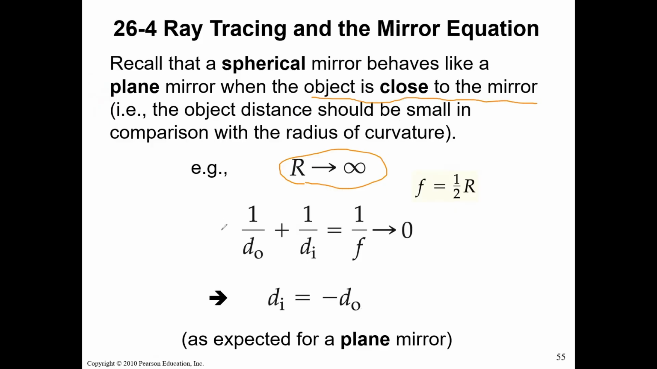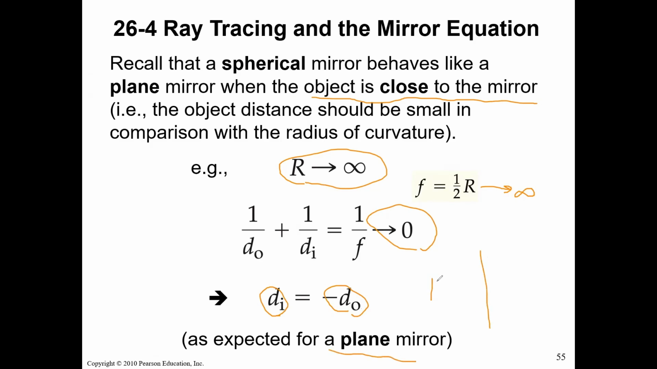Okay, and then we go back to this mirror equation. If R goes to infinity, F equals half R will also go to infinity. And then this is a concave mirror. 1 over F will go to 0. 1 over DO will be minus 1 over DI, and DI will be minus DO. What does it tell us? It tells us that this is a plane mirror.